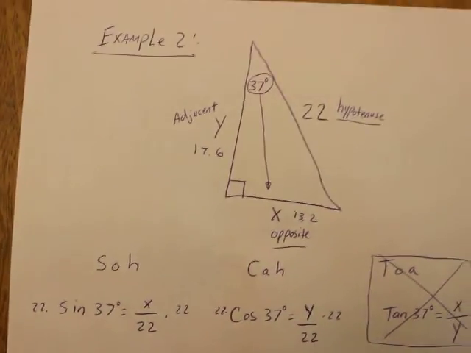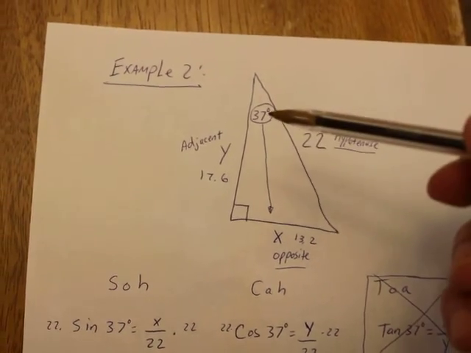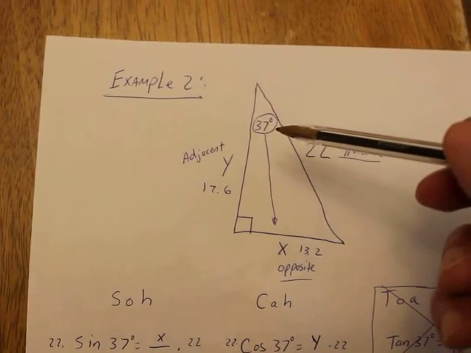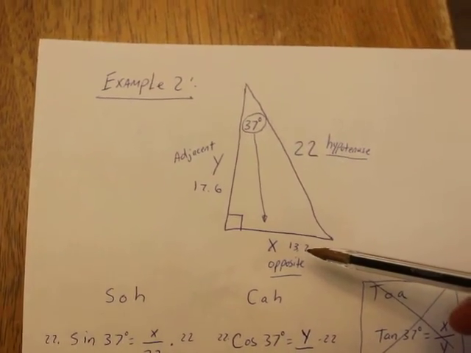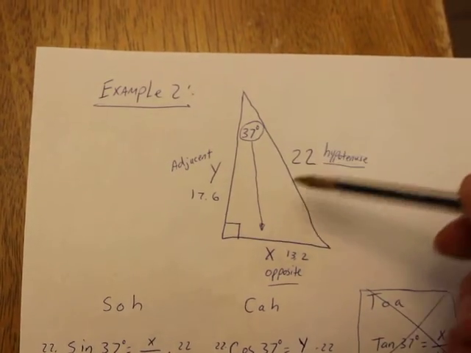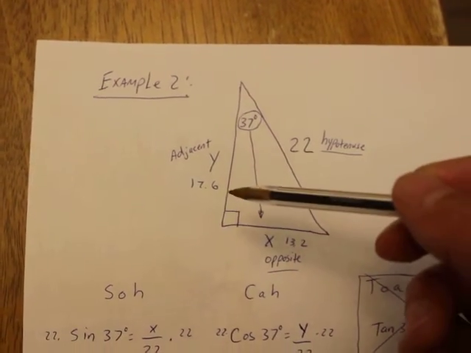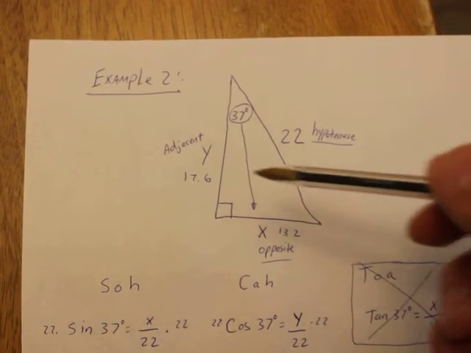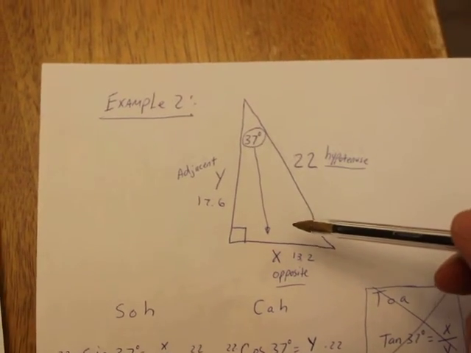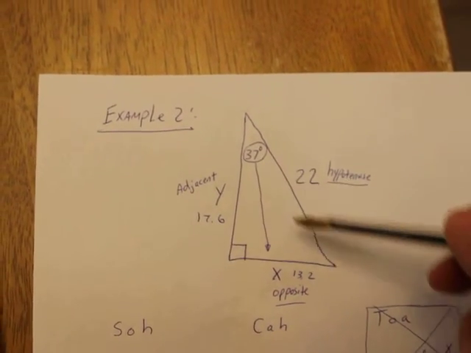Once again, check to see if your answers make sense. 37 is the smallest angle in the triangle. 13.2 is the shortest side. 22 is the longest side. It's across from the right angle. 17.6 is the medium side across from this 53-degree angle because these have to be complementary.